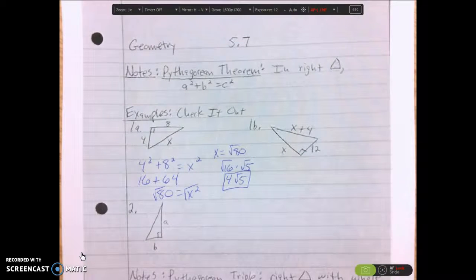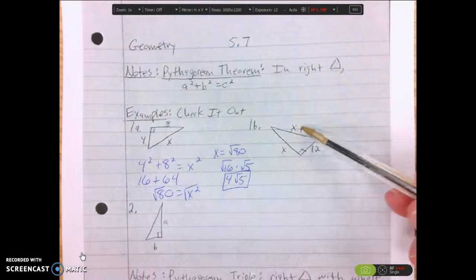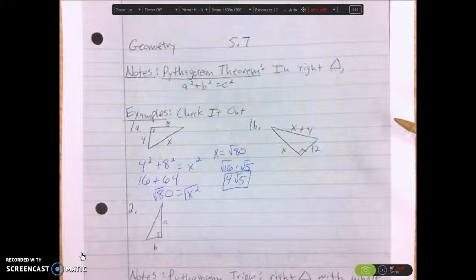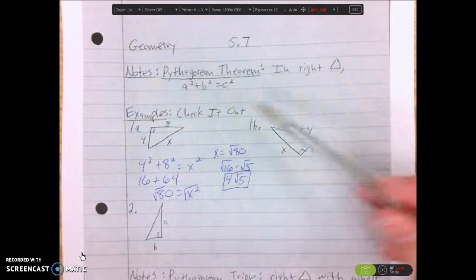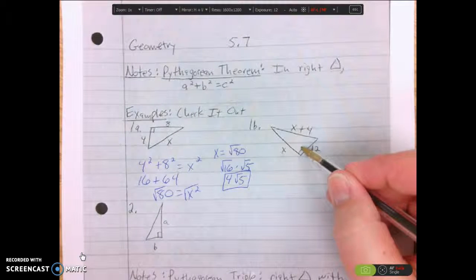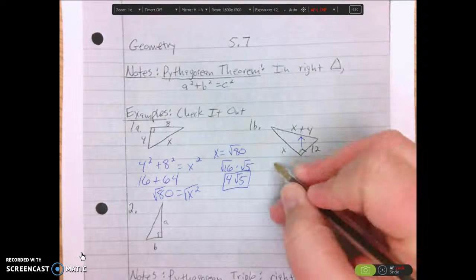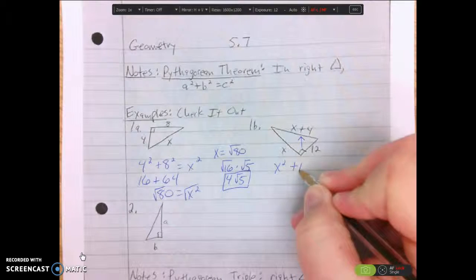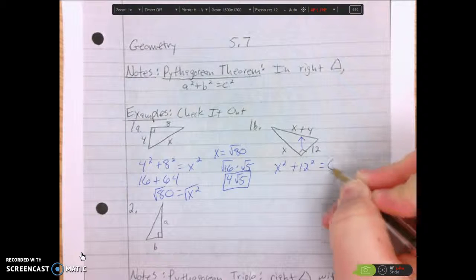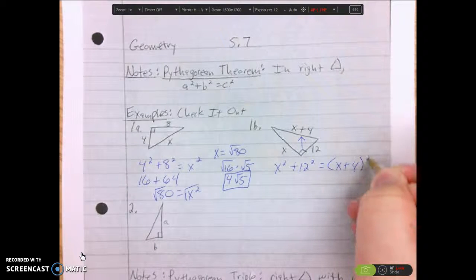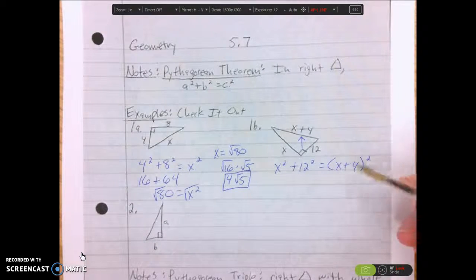The second question, a little bit different here, because we have an x plus 4, we have an expression for the hypotenuse. Notice, no matter which way that's twisted, the triangle is turned around, that the hypotenuse is always opposite the right angle. And so therefore, to set this up, I'm going to do x squared plus 12 squared equals x plus 4 squared.